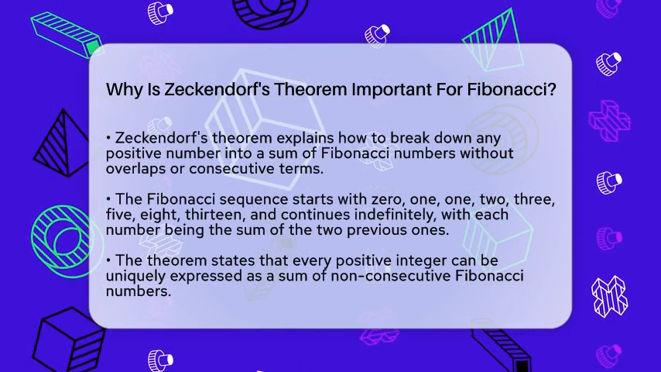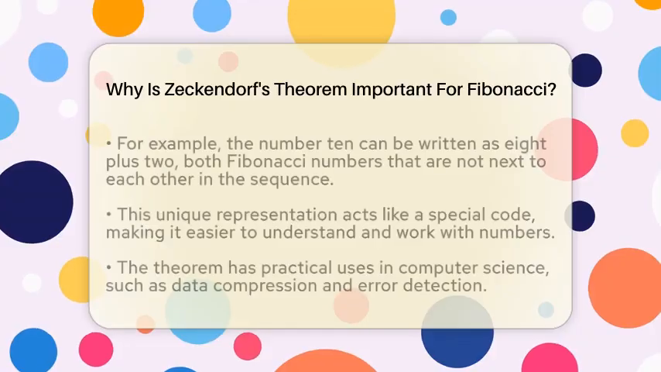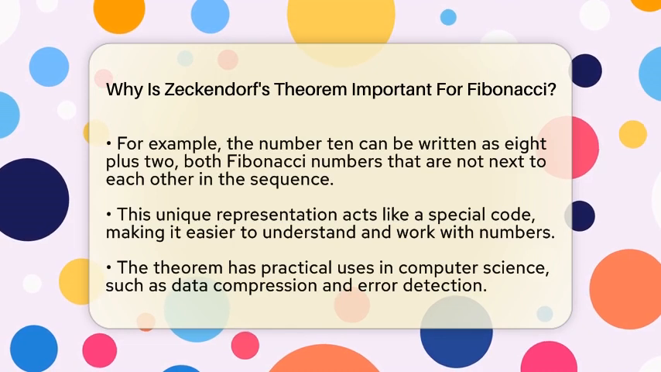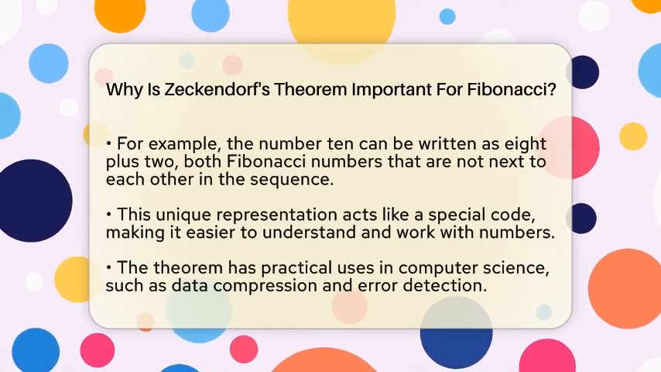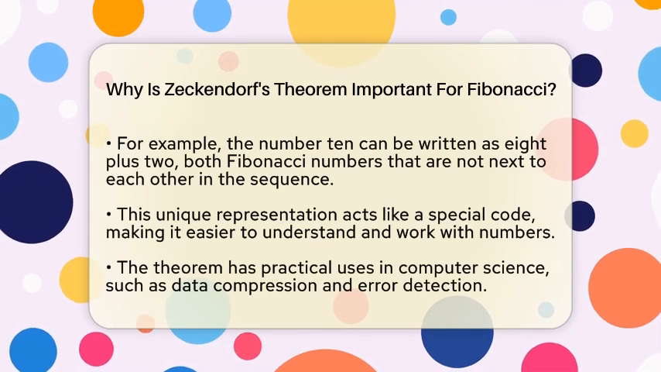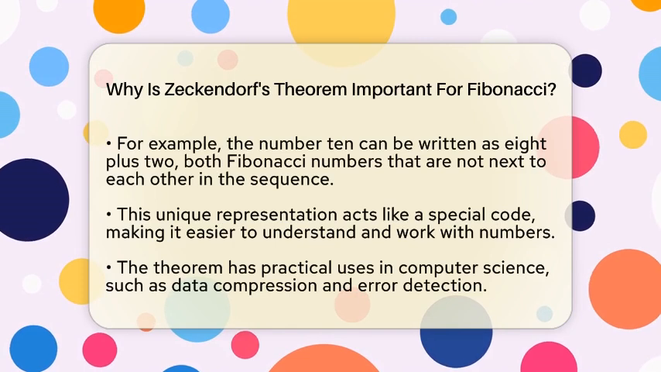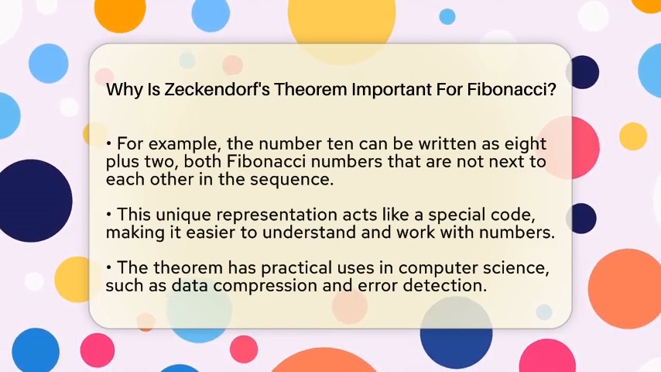Zeckendorf's theorem says that any positive number can be written as a sum of Fibonacci numbers, but with the rule that no two are consecutive in the sequence. For example, the number 10 can be written as 8 plus 2. Both are Fibonacci numbers, and they are not next to each other in the sequence. This way of writing numbers is always unique, meaning there is only one way to do it for each number.